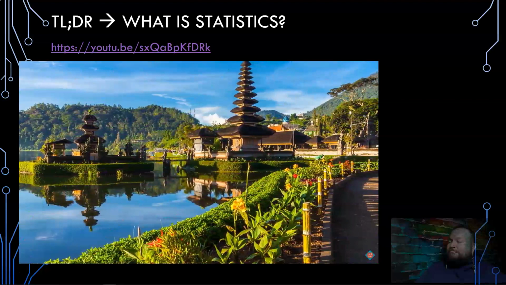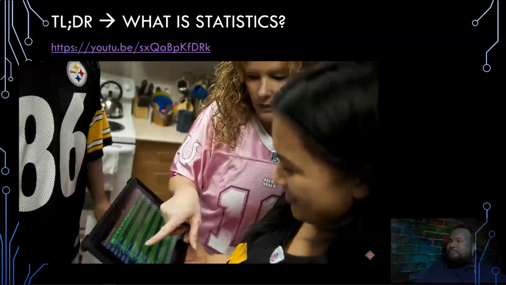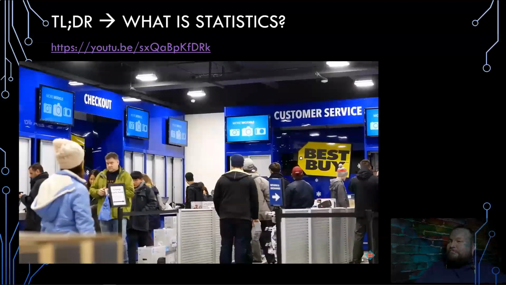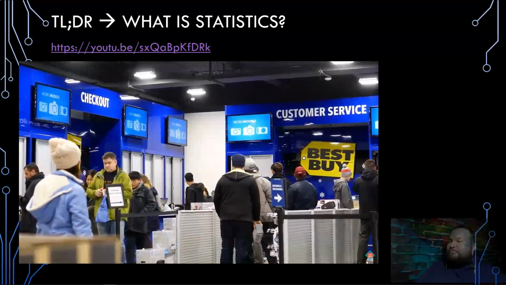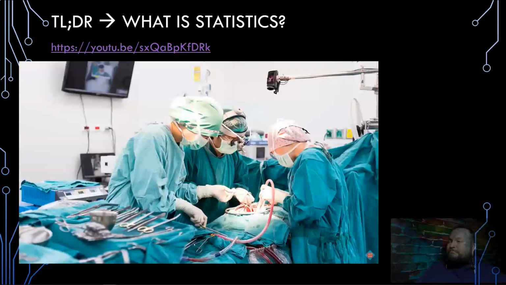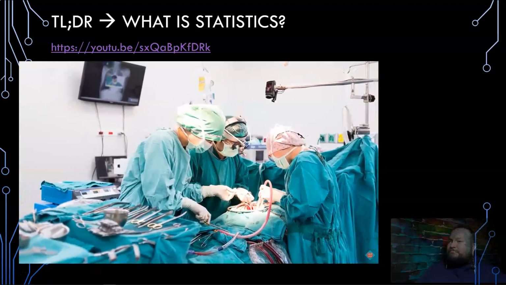Statistics can help us plan a vacation to Bali in December. They can help us optimize our chances of winning our fantasy football league. They can help us budget our meal card at college. Statistics can help us decide whether that additional insurance the guy at Best Buy is trying to sell us on our new blender is actually worth it. Statistics can also help us decide whether or not to go ahead with an invasive heart surgery.